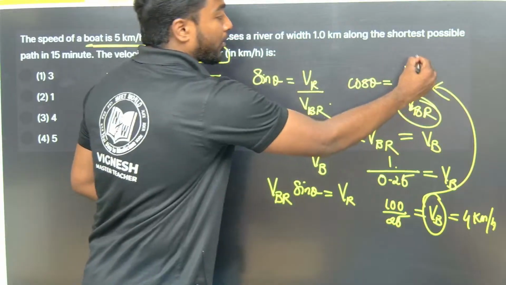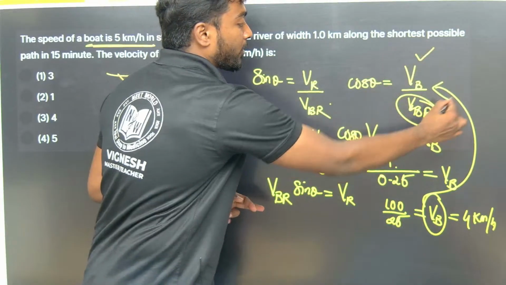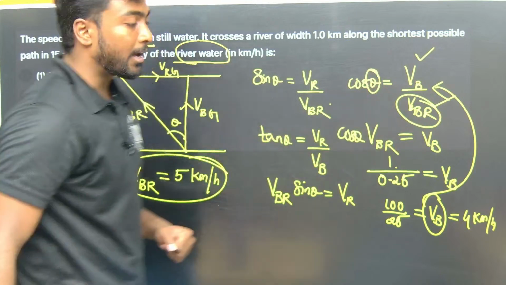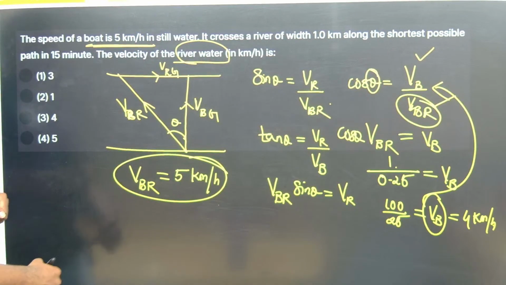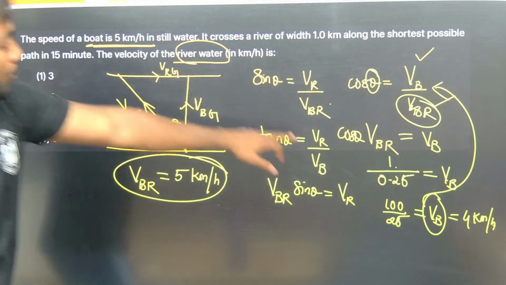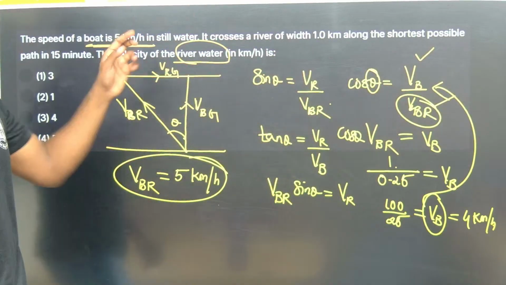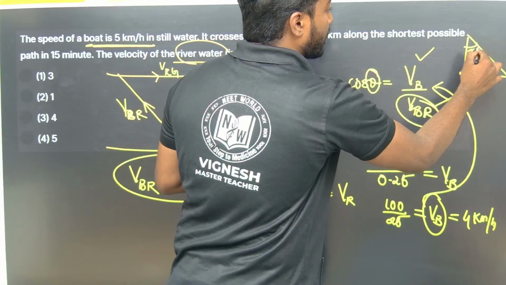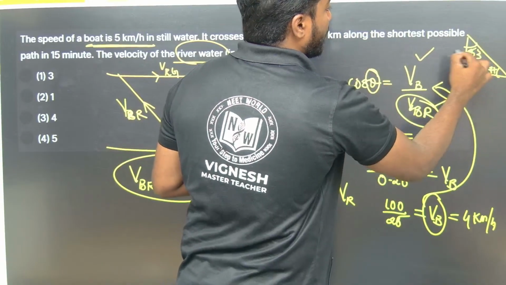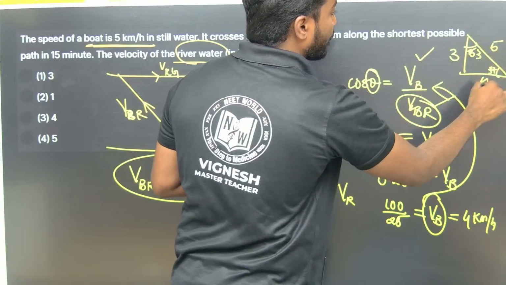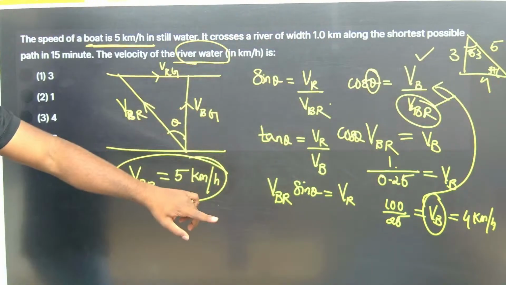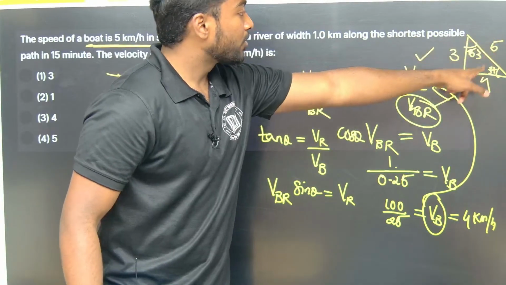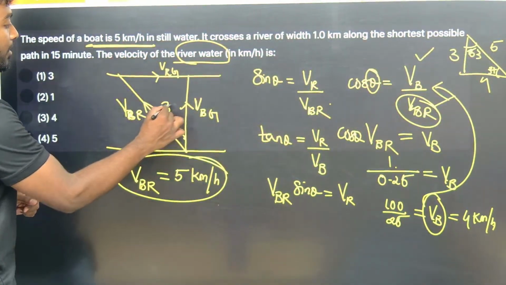I know the velocity of the boat now, and the velocity of the boat with respect to water, river, also I know, so I can find the angle theta. So it is 4 divided by 5. Cos is adjacent by hypotenuse, 4 by 5, so the angle is 37 degrees.